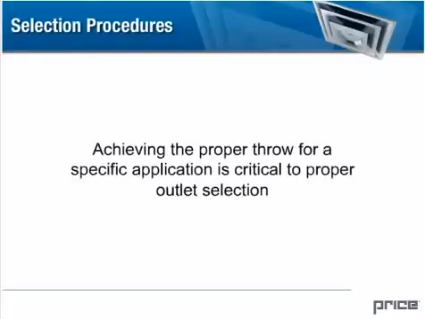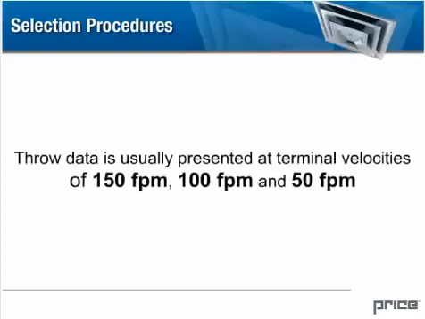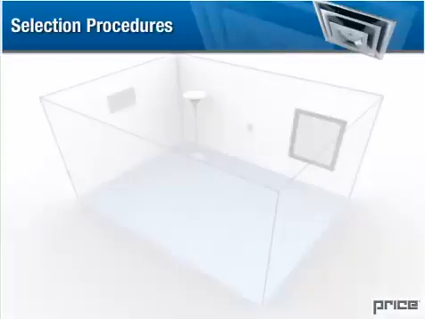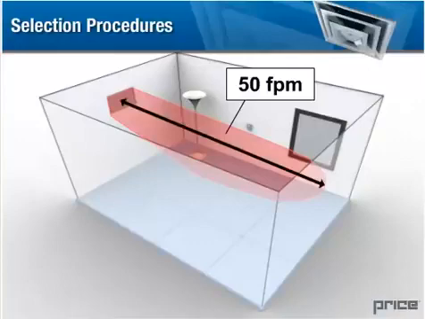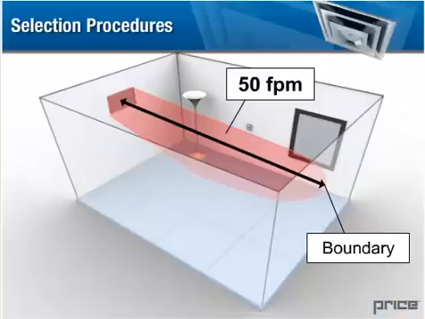Throw. Achieving the proper throw for a specific application is critical to proper outlet selection. Throw data is usually presented at terminal velocities of 150 feet per minute, 100 feet per minute, and 50 feet per minute. Generally, outlets should be selected so that the throw at 50 feet per minute terminal velocity equals the distance from the outlet to the boundary of the conditioned space. In most cases, this criteria will produce acceptable results.